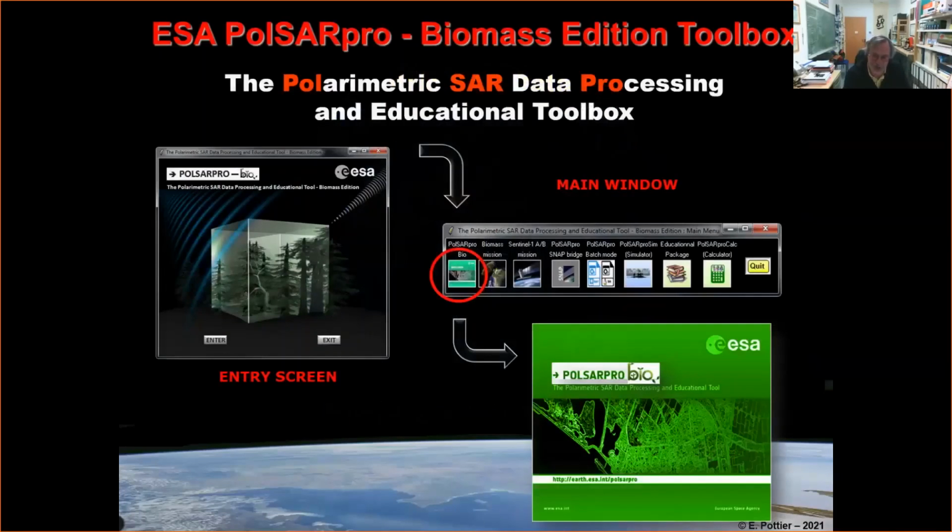It is a very nice adventure, which started in 2003, so it is 18 years ago. We started with PolSARpro version 1, 2, 3, 4, 5, 6. Today we are on version 6. And this software is dedicated to the Biomass mission.